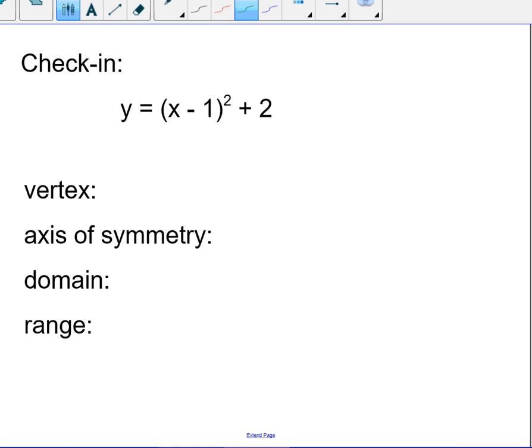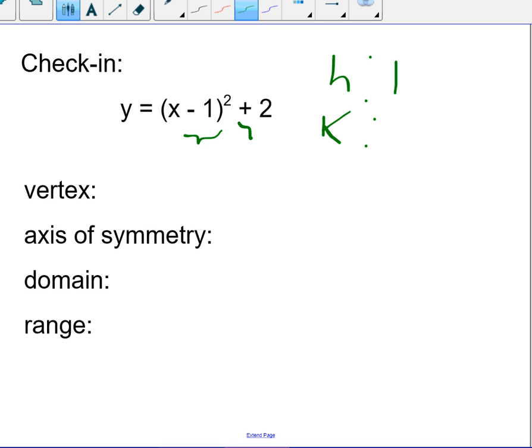Let's do one more check-in together before I let you loose to do your Delta Math. You're going to try this on your own, and then we're going to go over it together. Okay, so the vertex, first of all, we're in vertex form, so our h value is going to be the opposite sign of the number inside the parentheses. So since it's a -1 in the parentheses, h is 1.